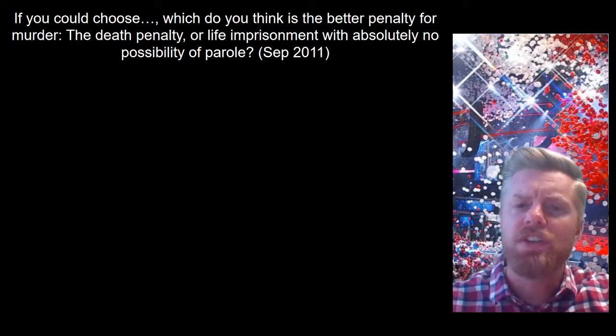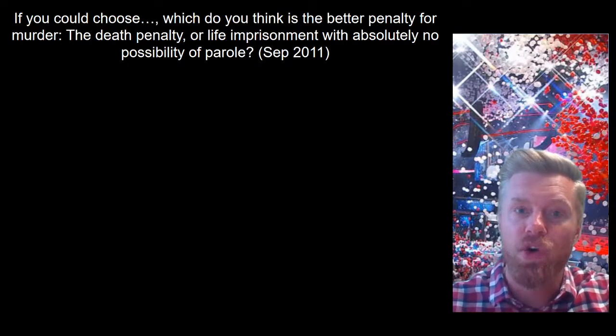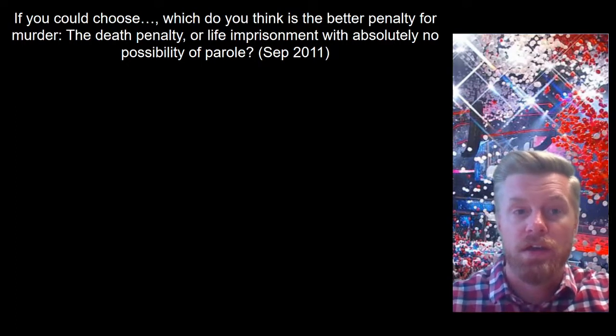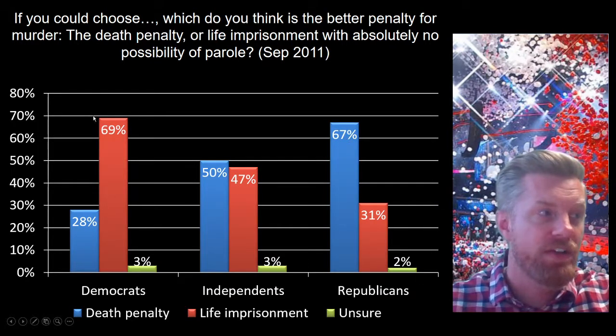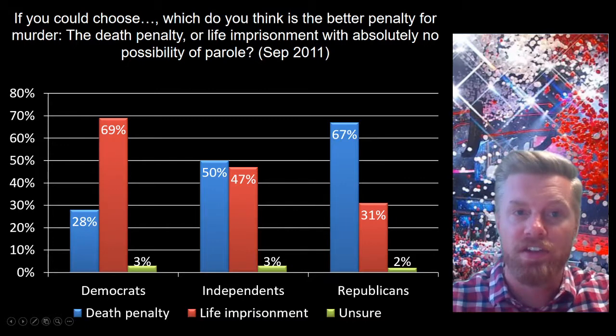If you could choose, which do you think is the better penalty for murder? The death penalty or life imprisonment with absolutely no possibility of parole? If you said the death penalty, put your tally under Republican. If you said life without parole, put your tally under Democrat.